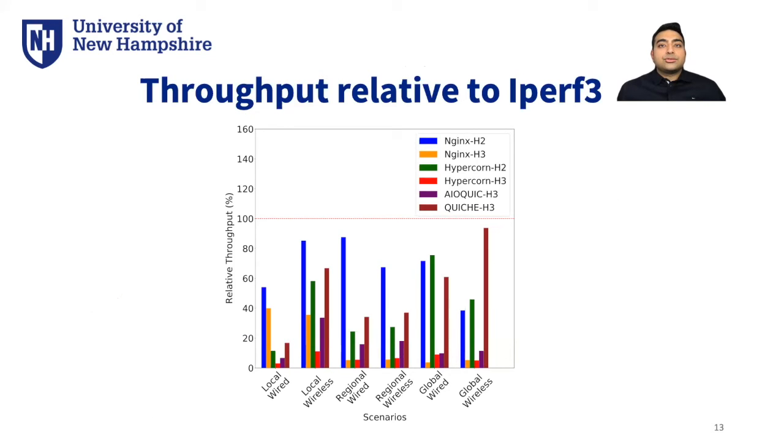This figure shows us the throughput of all the protocols relative to iPerf. It is seen that all are below 100%. In some cases, the relative throughput of the server is a single percent of iPerf. For example, HyperCon HTTP3 in the local wired scenario and Nginx HTTP3 in regional wired and global wired. Next, we see the FCP results.